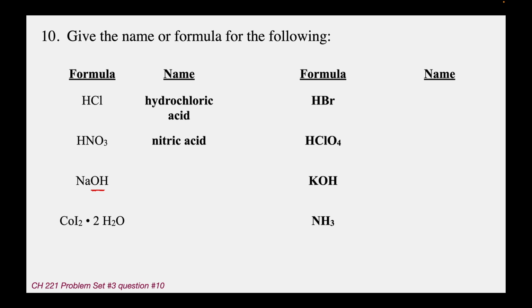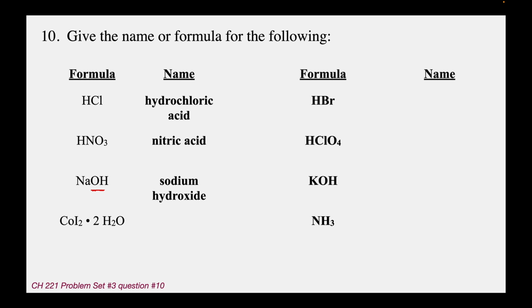Sodium is a main group metal, so we don't need Roman numerals or anything like that. It's just sodium, and it's with hydroxide, sodium hydroxide. If you've used Drano at your house before for perhaps a drain which is clogged, sodium hydroxide is the active ingredient in Drano. It's very powerful stuff.